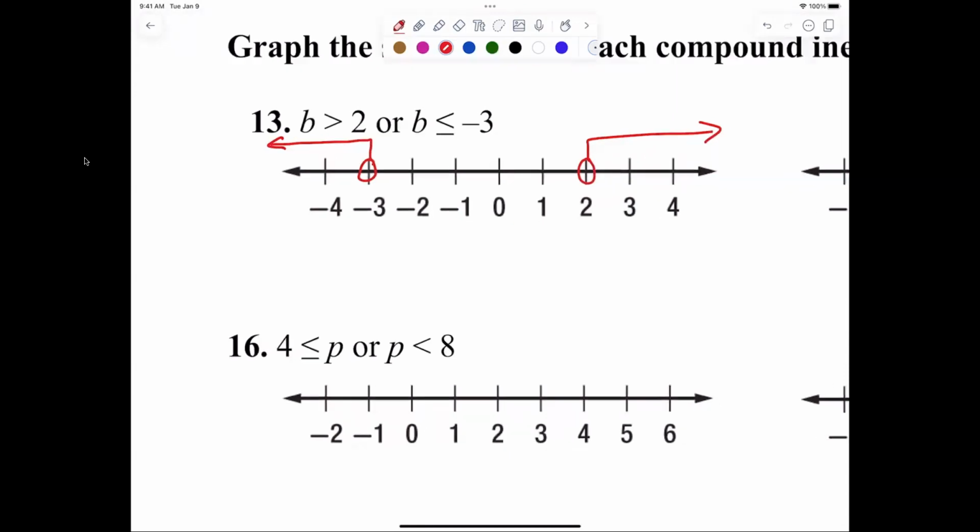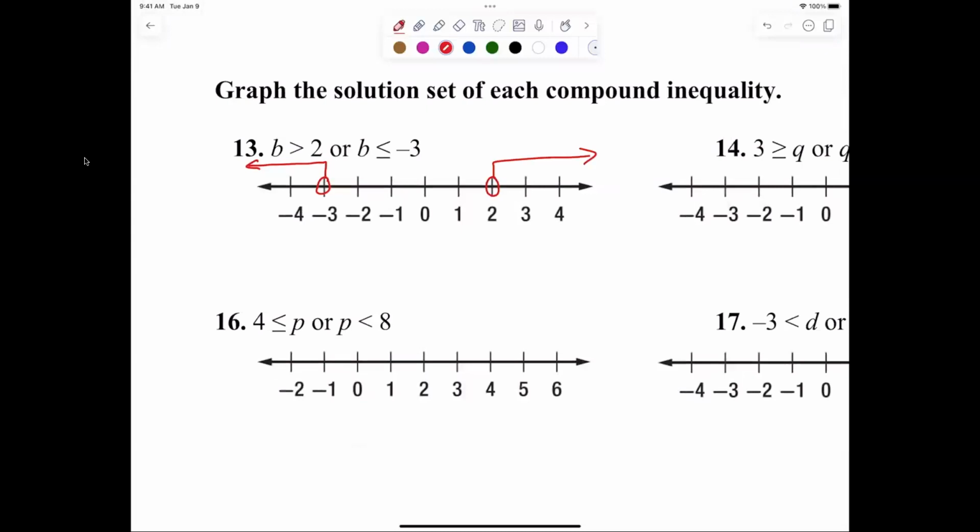Now, a little bit harder for interval notation. What number is all the way to the left? And what's all the way to the right? Here's how you're going to write this interval notation. You always read numbers from left to right. So I'm going from -infinity all the way to -3. That is correct.